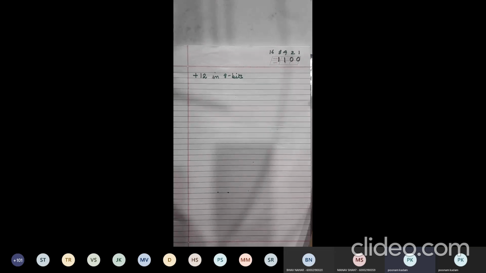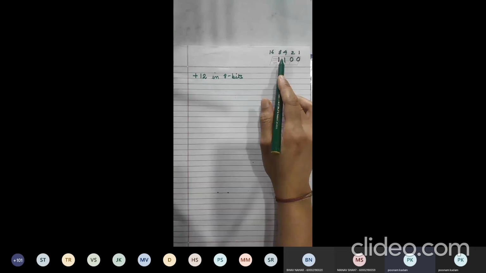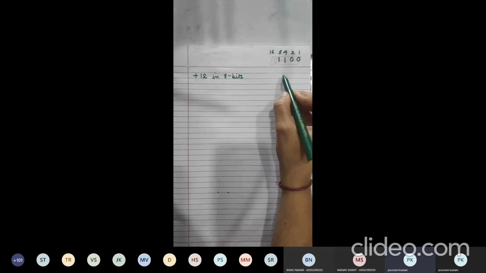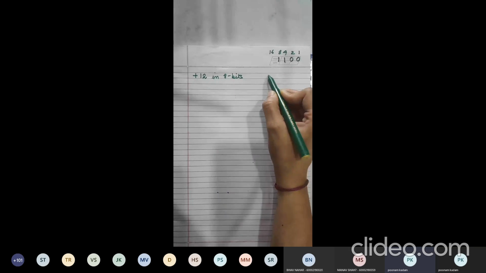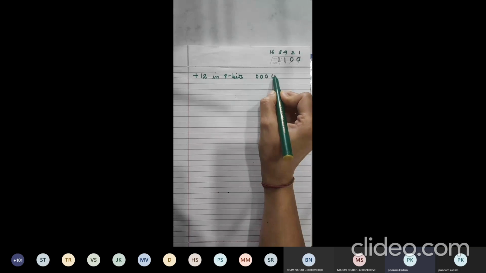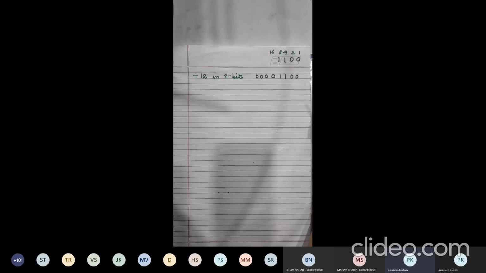So let us write plus 12 now. This is how we write 12 in normal binary form. So plus 12, if you have to write it in 8 bits, it will be 0, 0, 0, 0, 1, 1, 0, 0. This is in 8 bits.